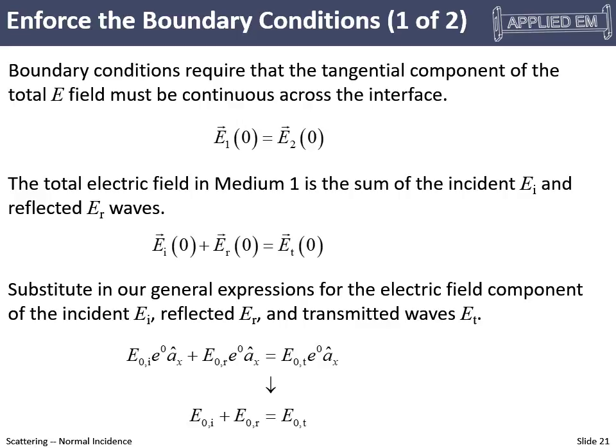So we plug in our wave expressions, and since z equals 0, we have e to the 0 for our exponential. So e to the 0 ends up being 1. Everything is in the x direction, so we can just cancel that. And we have one equation that says the amplitude of the incident wave plus the amplitude of the reflected wave equals the amplitude of the transmitted wave. That's one equation.